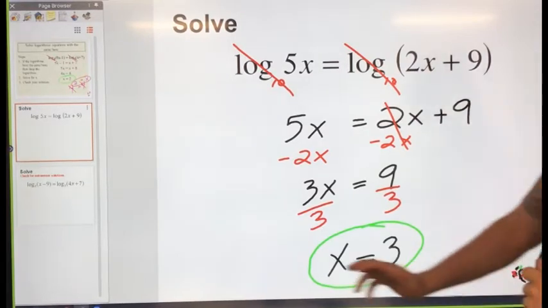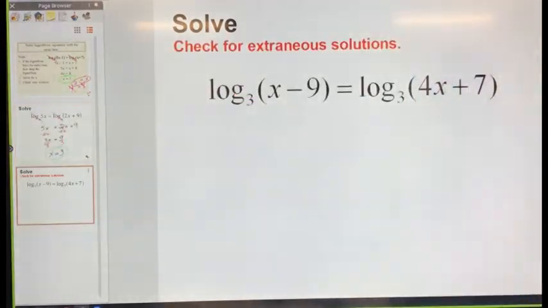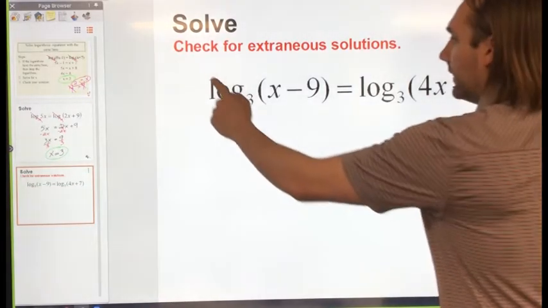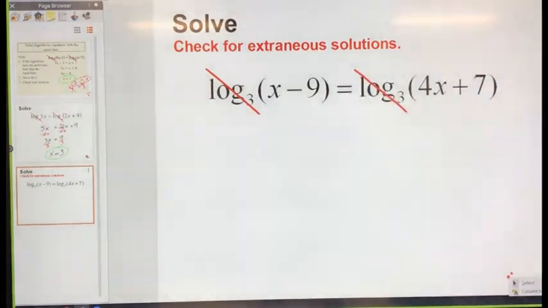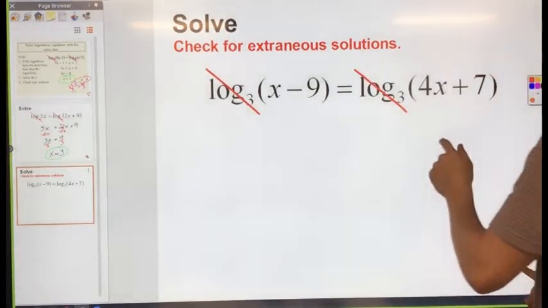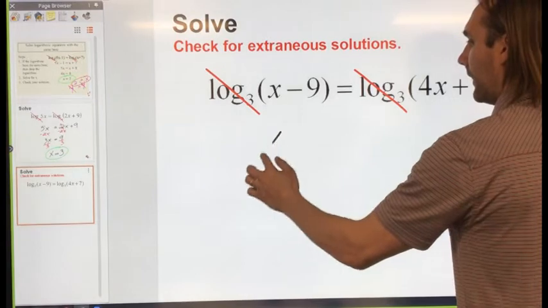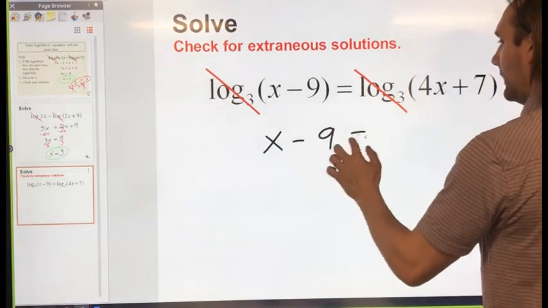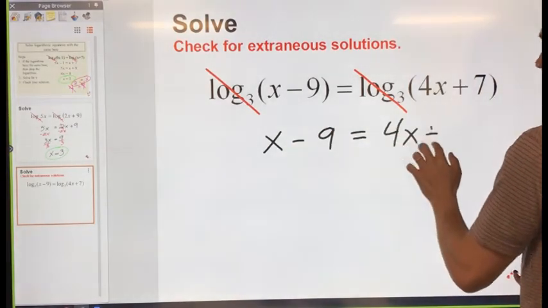Now let's try one more and see an example where it actually does fail. So log base 3 of x minus 9 equals log base 3 of 4x plus 7. I ask myself, do I have logs with the same base? Yeah, so I can go ahead and cancel all of that and just focus on x minus 9 equals 4x plus 7 and solve.